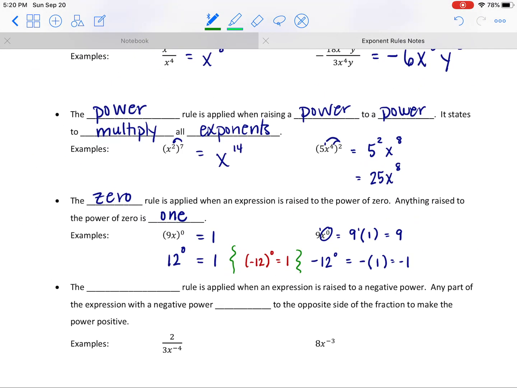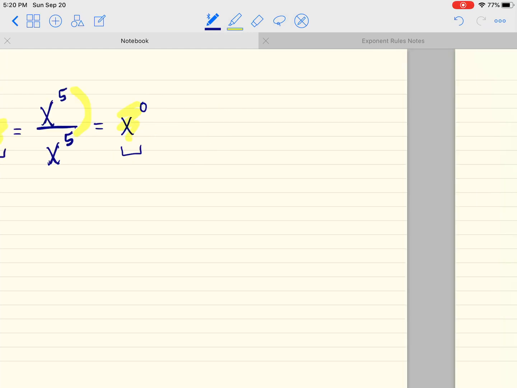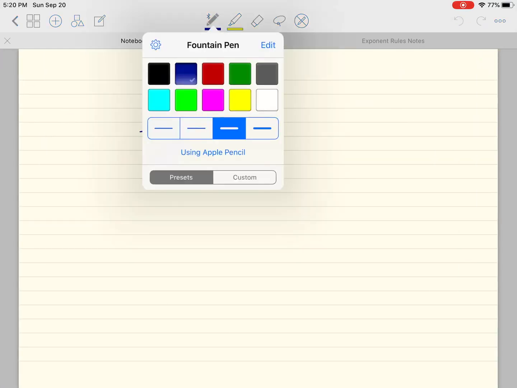Okay? The last rule we're going to look at, I think, is the one that trips people up the most. This is the negative rule. Just like we aren't allowed to leave 0 as an exponent because it has a simpler form, we aren't allowed to leave negative exponents because they have more proper forms. So how do we end up with a negative exponent, and what do we do? Let me show you again here.